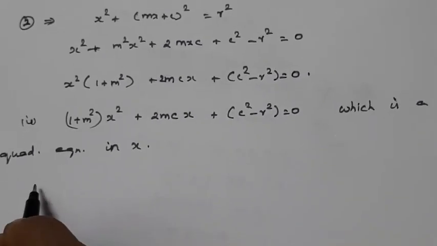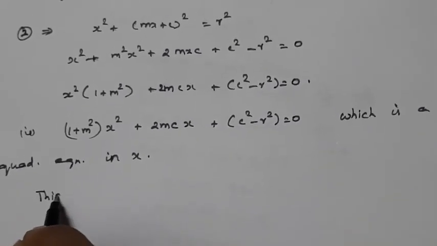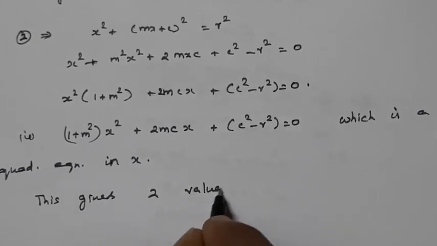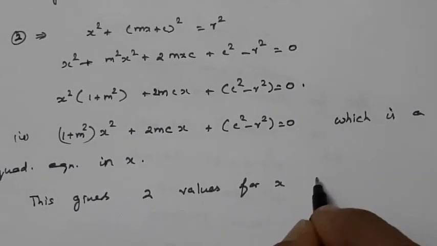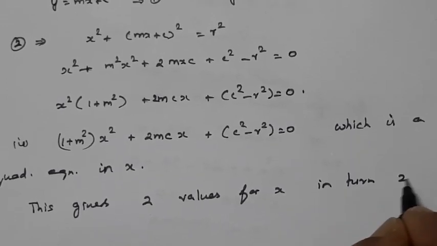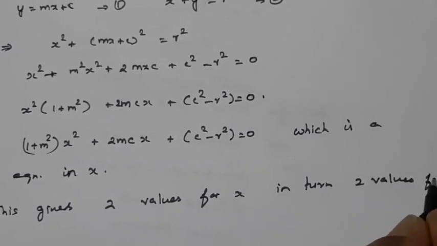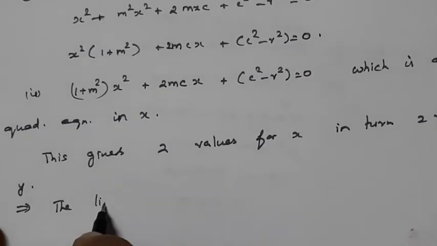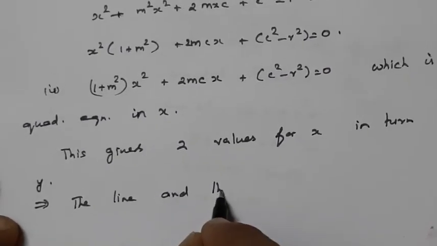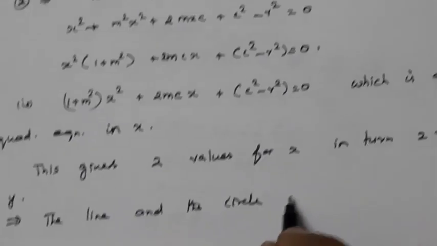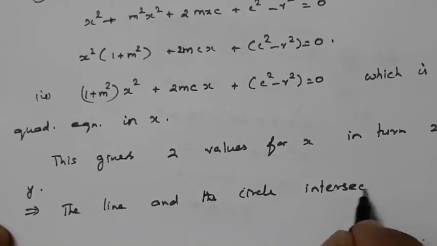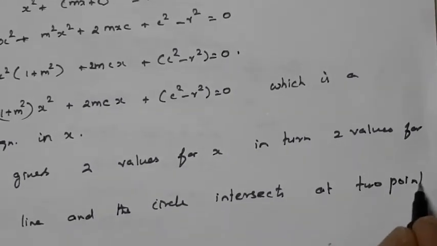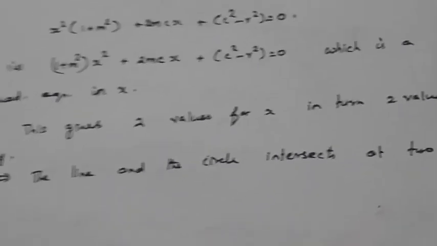Okay. So this gives 2 values for x, in turn 2 values for y. Okay. This implies that the line and the circle intersect at 2 points. So they won't intersect at more than 2 points. Okay.